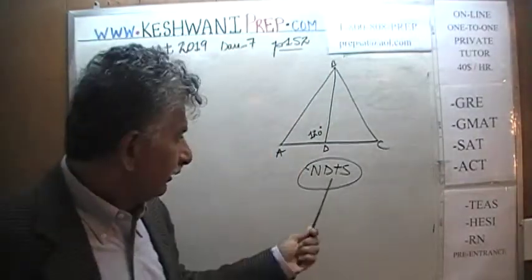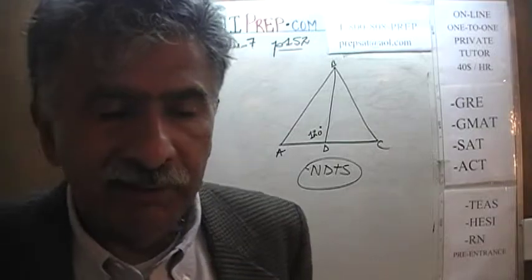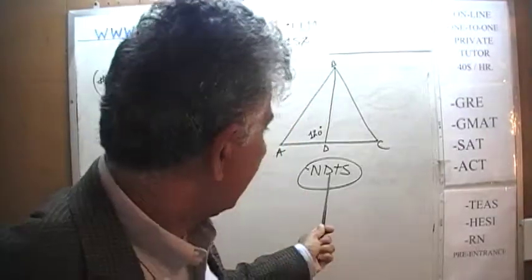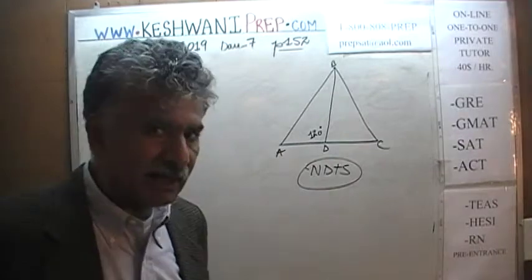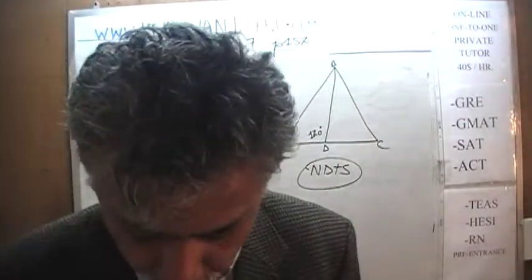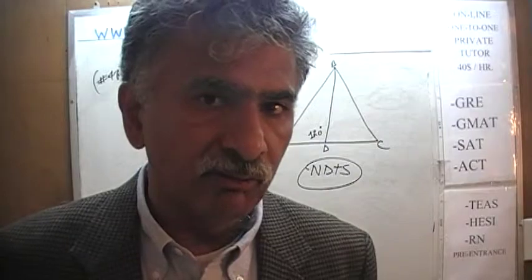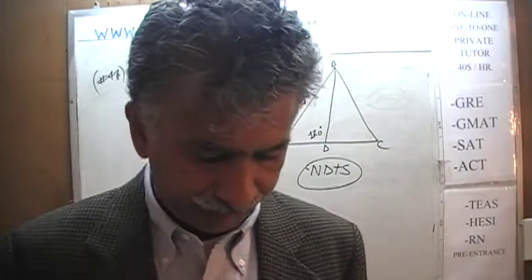On the GMAT, all the pictures are drawn to scale unless they tell you otherwise by telling you a notation that it's not drawn to scale. So in that sense, GMAT is like SAT. In the SAT also, pictures that they give you are all drawn to scale unless it indicates that it's not. Let's begin this story.